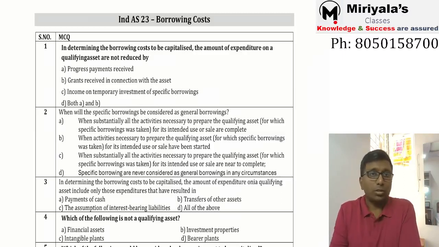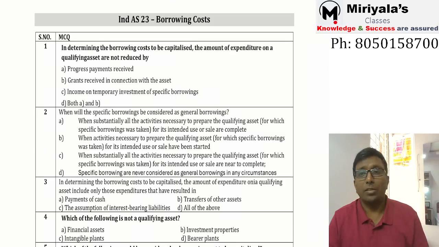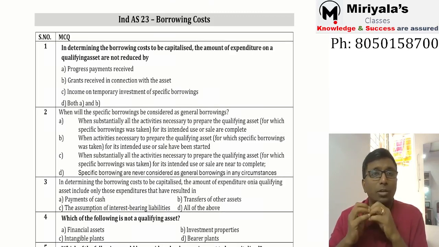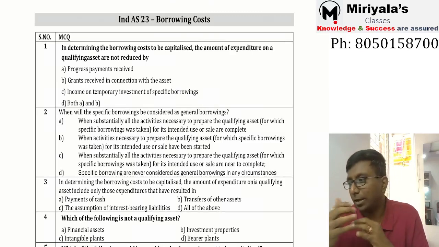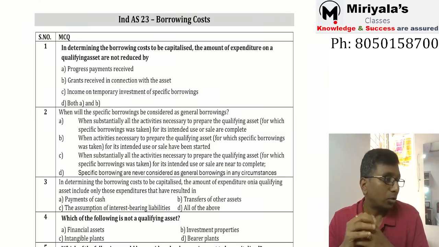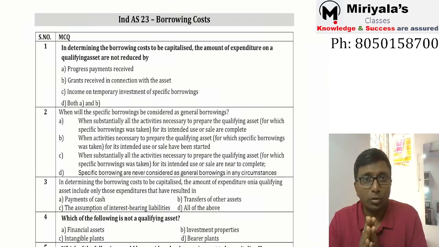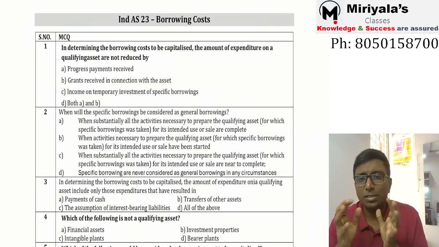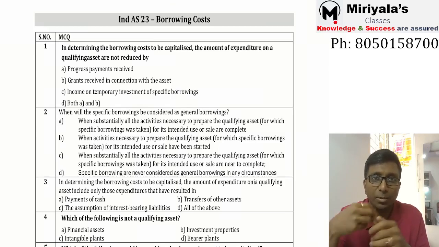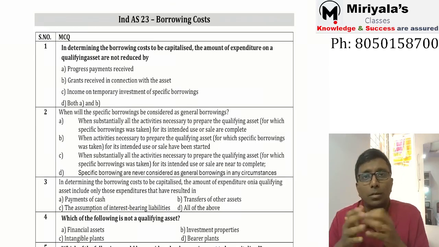Let us get into the account. Ind AS 23, which is borrowing cost. Let me have a quick revision as usual. I'll take a small revision which will be helpful for handling these questions and answers. Ind AS 23 borrowing cost is almost the same as Accounting Standard 16. There are some more points which will be coming in the revision.